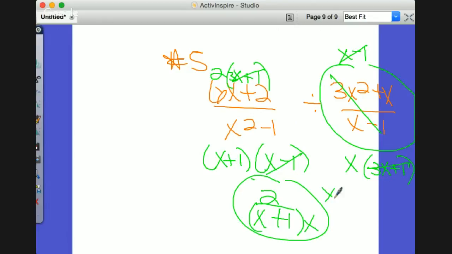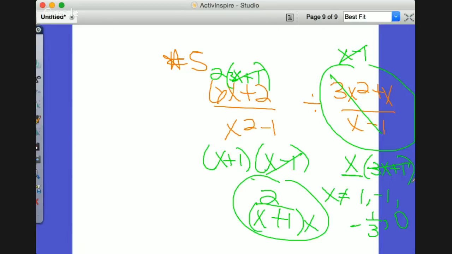1, negative 1. What about 1/3? It should be negative 1/3, because this is 3x plus 1. And then what about that x? What should x not be equal to in that one? 0. Very good. So my final answer is 2 over x plus 1 times x, or you could say x squared plus x, either way.